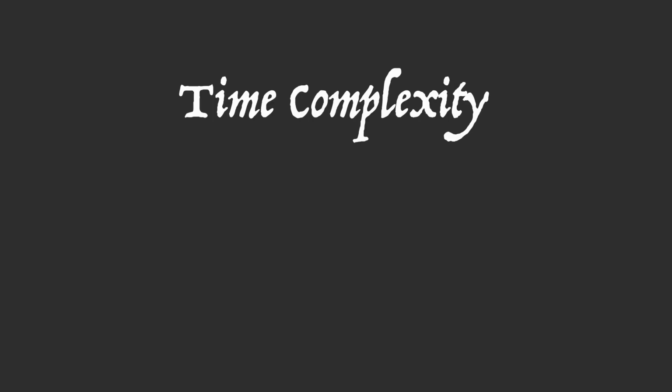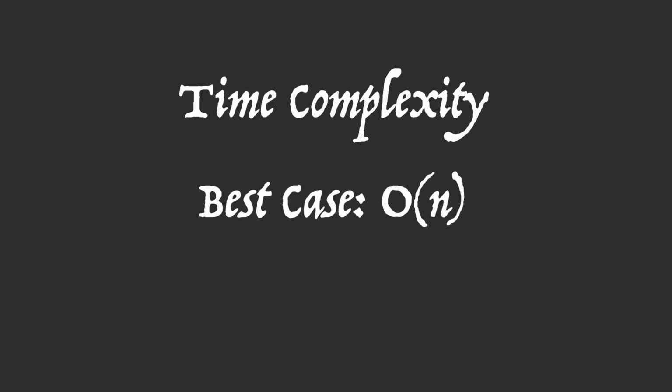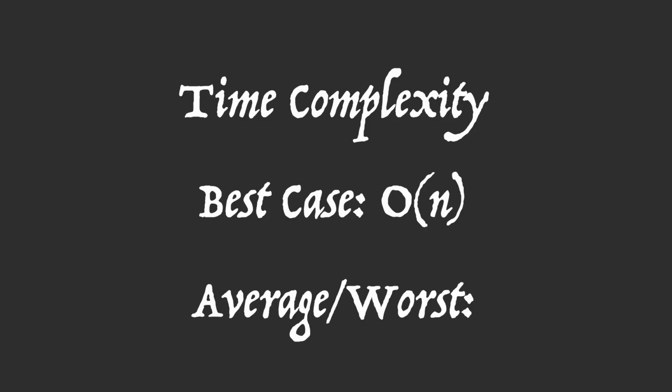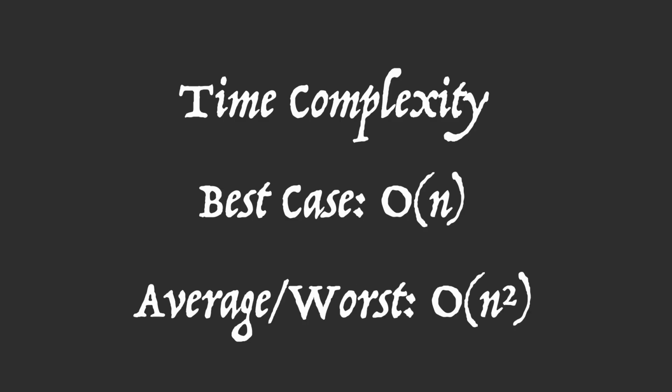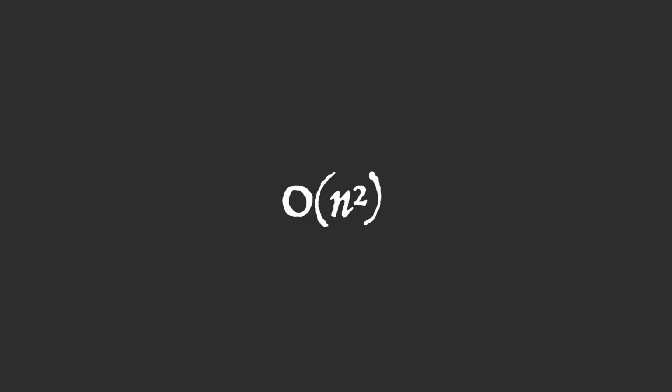Okay, so for complexity, we have best case O(n) when the array is neatly sorted, and for the average and worst, we have O(n squared) again. Verdict: legitimately useful for small datasets or nearly sorted data. Still quadratic though, which means we can do better.